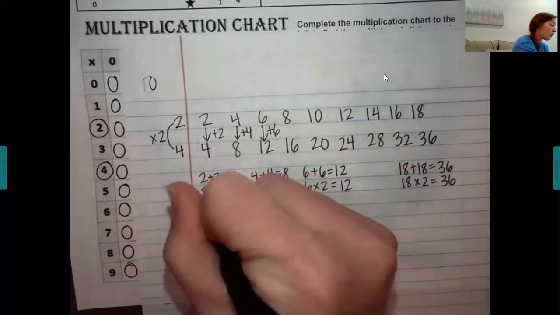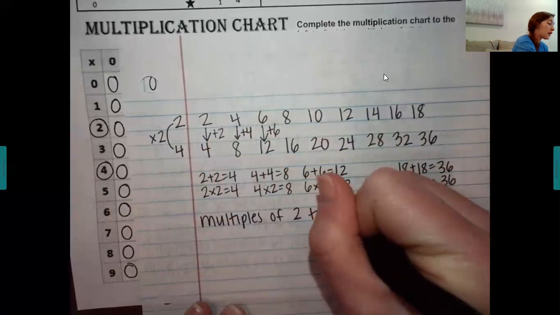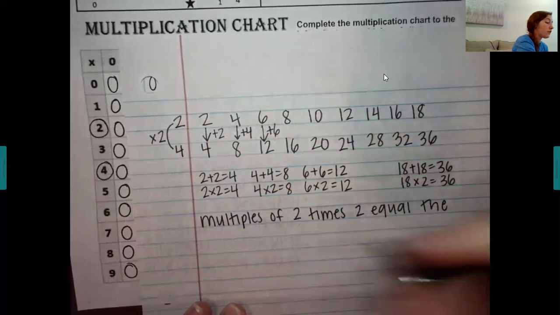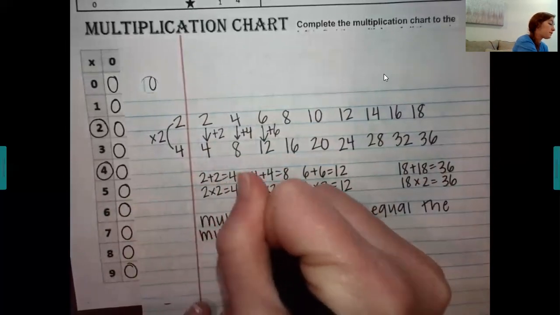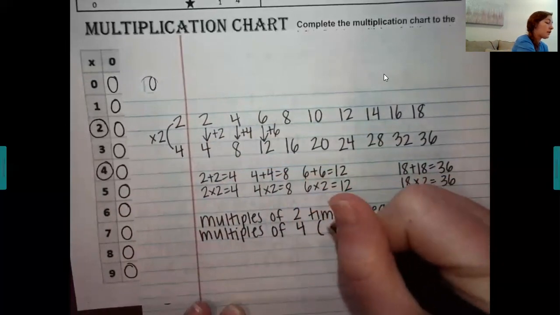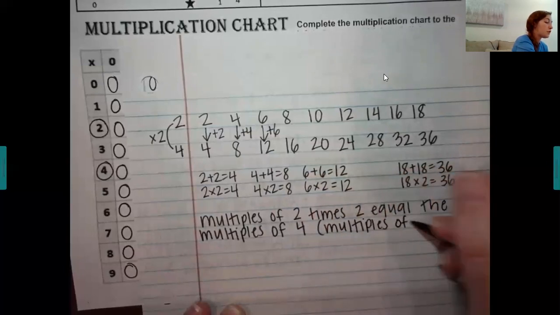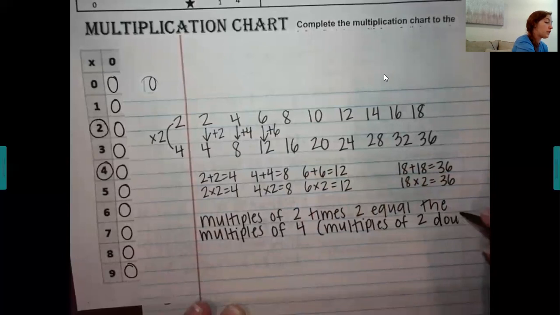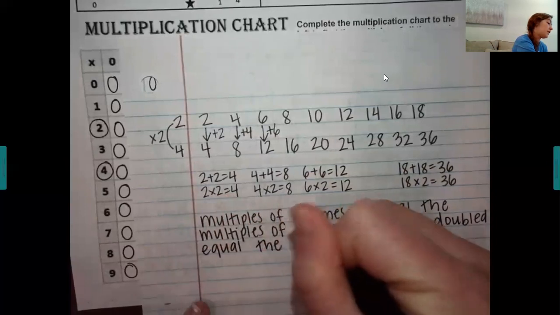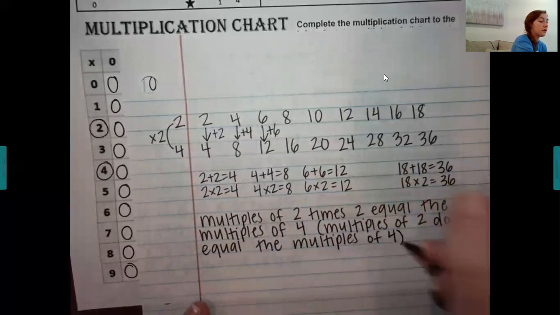So if I take the multiples of 2 times 2, they equal the multiples of 4. So that means that the multiples of 2 doubled equal the multiples of 4, because doubled means times 2.